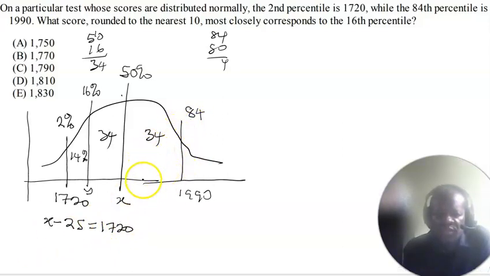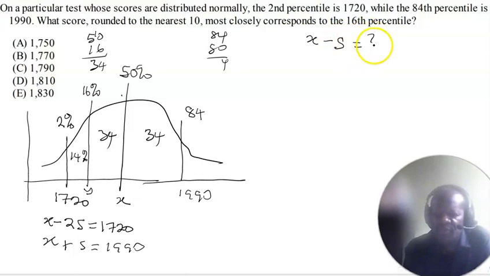Now 84 is one standard deviation above the mean. So this is x plus s equals 1990. So we are asked to find y. y is one standard deviation below the mean, so x minus s. So this is what we are looking for, which is equal to y. This y value we are looking for. So now we can see very quickly that we have a simultaneous equation. So let's start solving to find the variables.